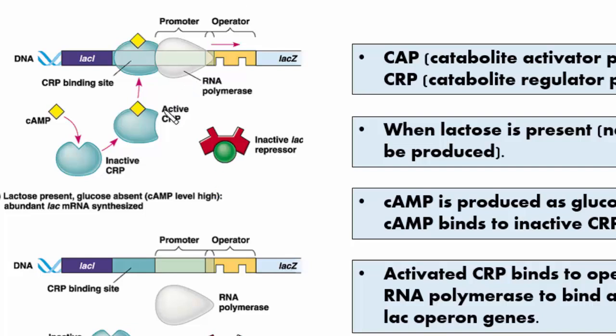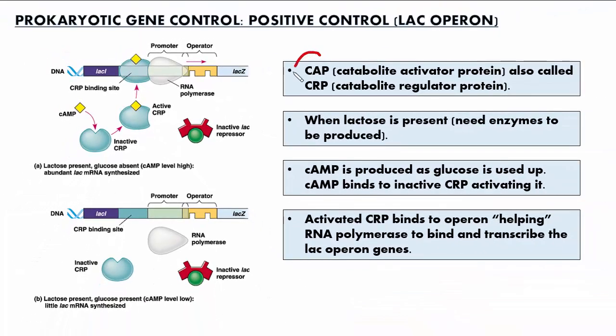So we're going to look at the lac operon again, and there's something called CAP or CRP. So either CAP or CRP. We say CAP, catabolite activator protein or regulator protein. In this image, they use CRP.